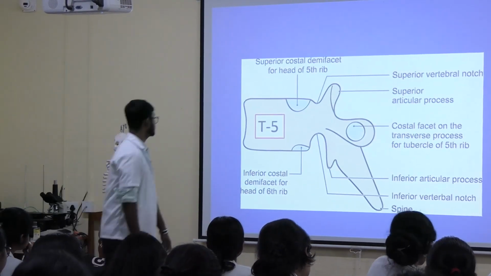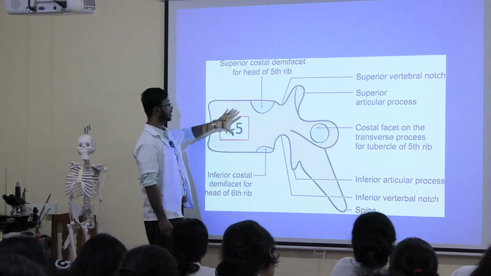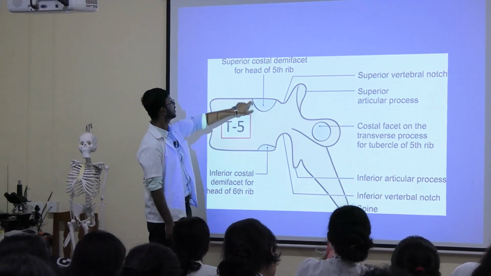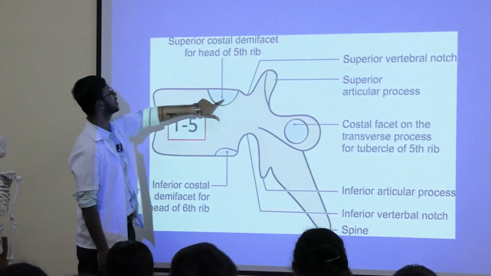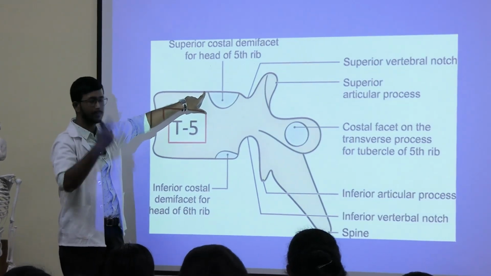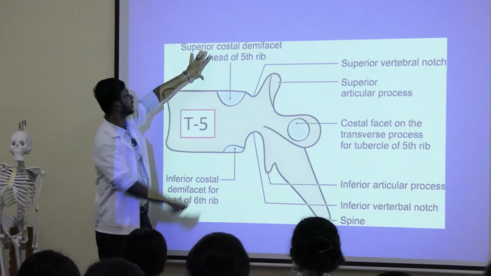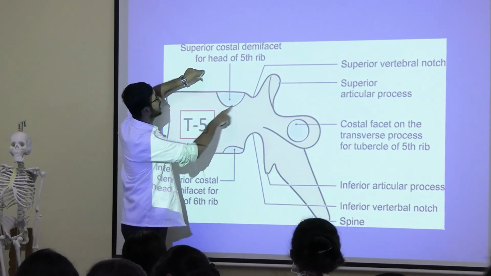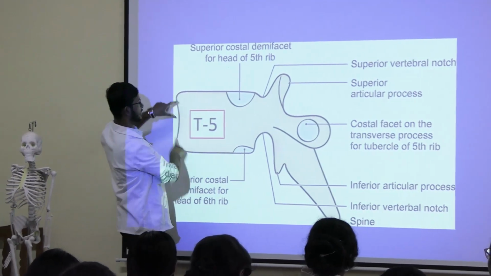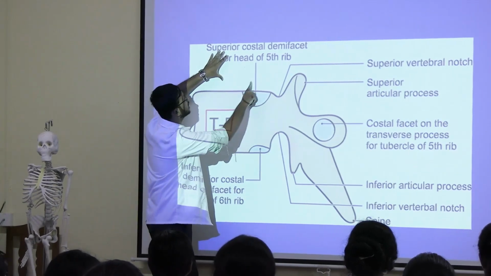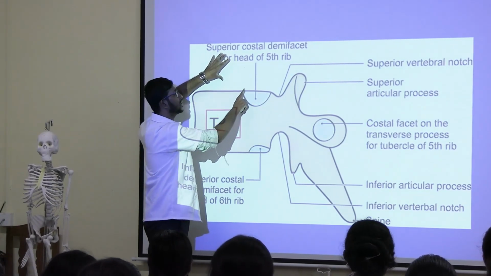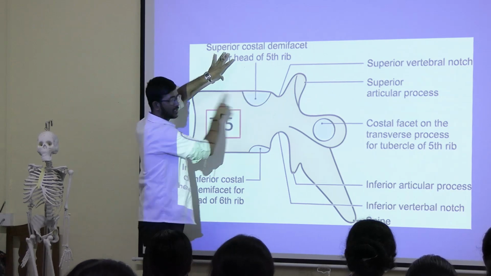Now these things have already been covered. Suppose this is the T5 thoracic vertebra. It will have a superior costal demifacet for the head of the 5th rib. Why demifacet? Because on the upper side T4 will come, and both the superior demifacet of this T5 vertebra and the inferior demifacet of the T4 vertebra will form a complete facet like this.